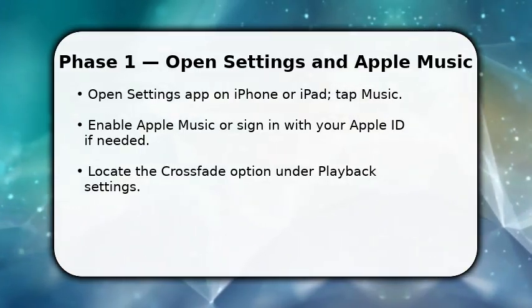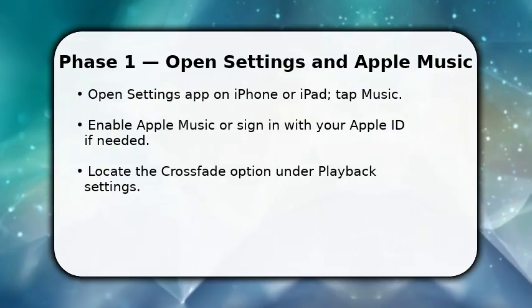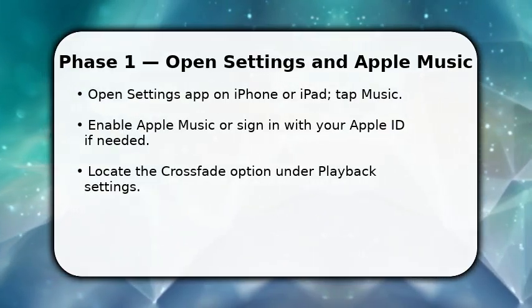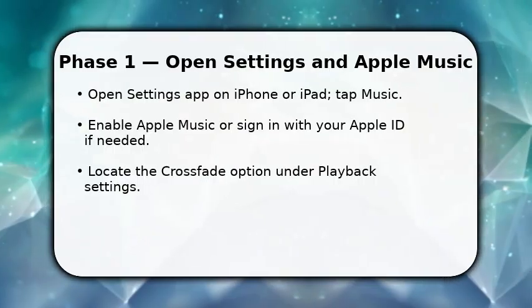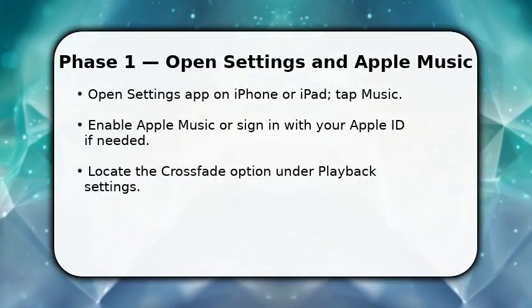Do not skip this. It's the control that blends track endings. Tap Crossfade to reveal the slider and prepare to set the overlap length. This first step unlocks the rest of the process.